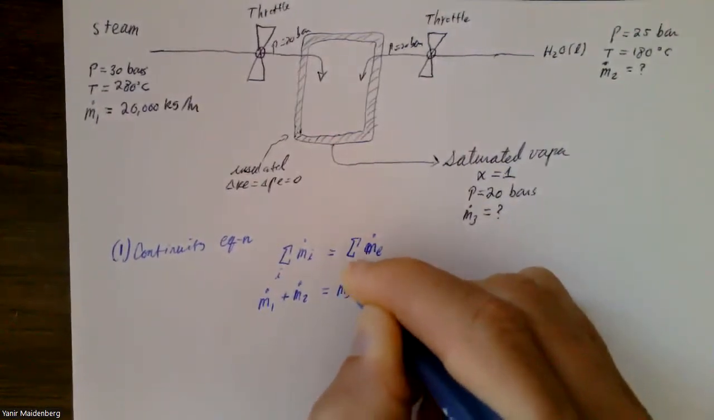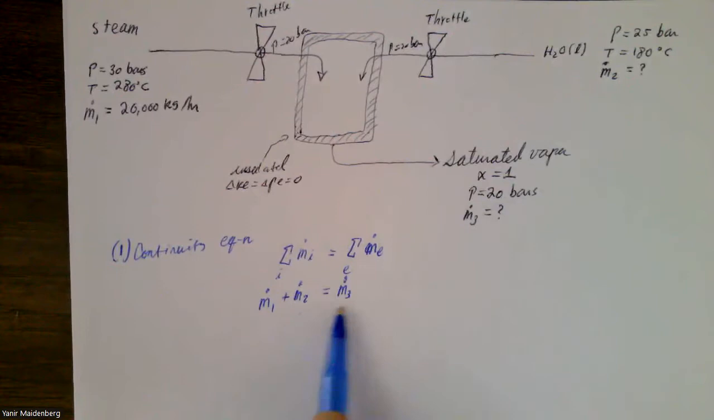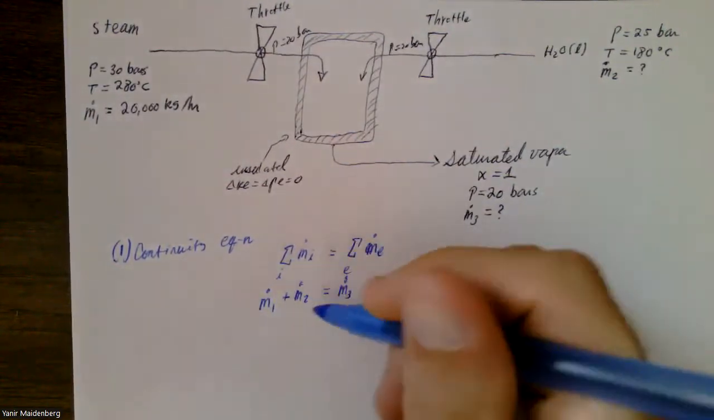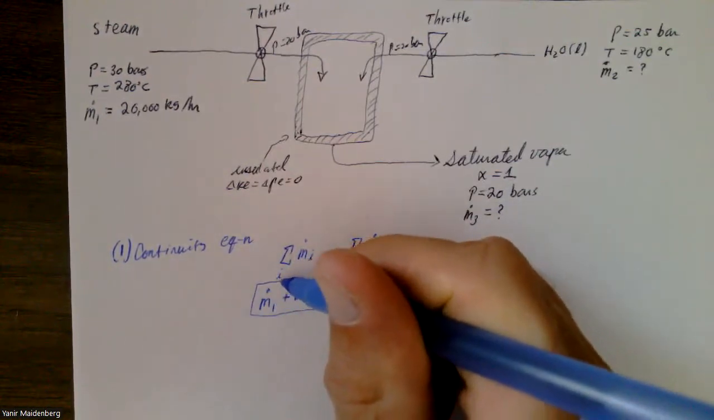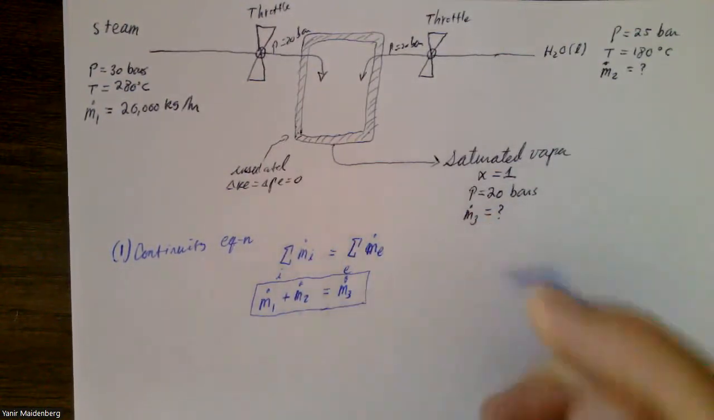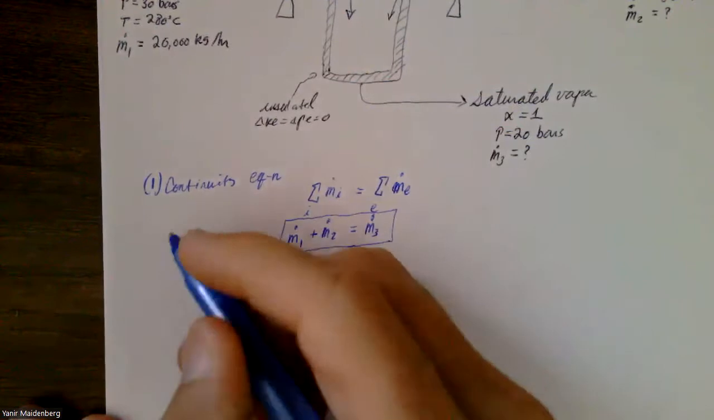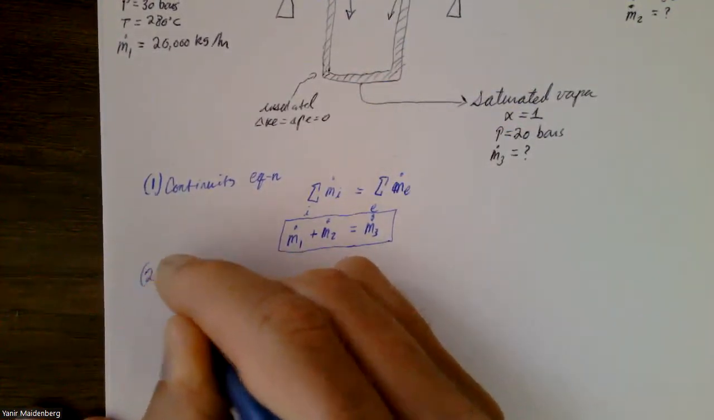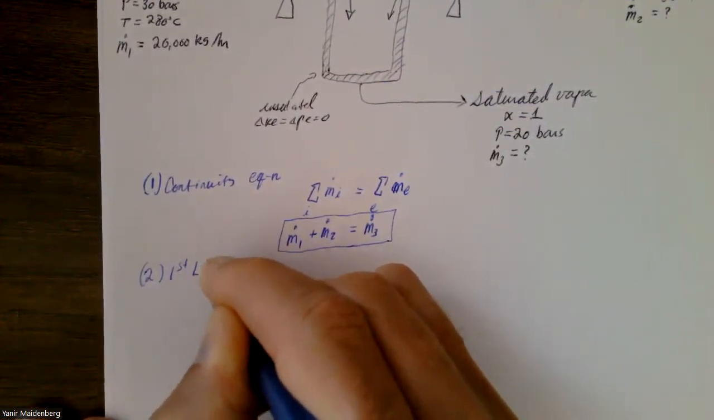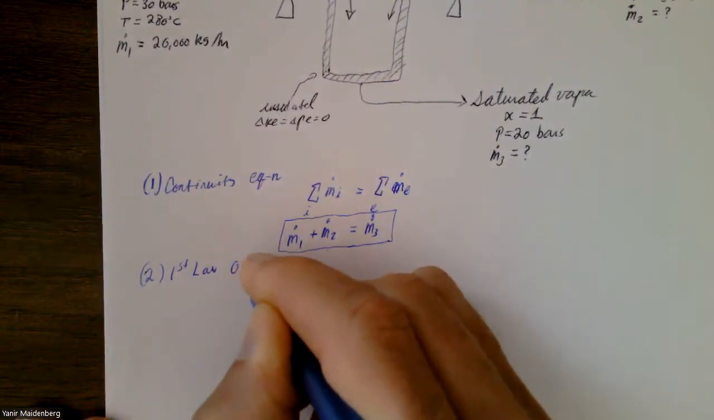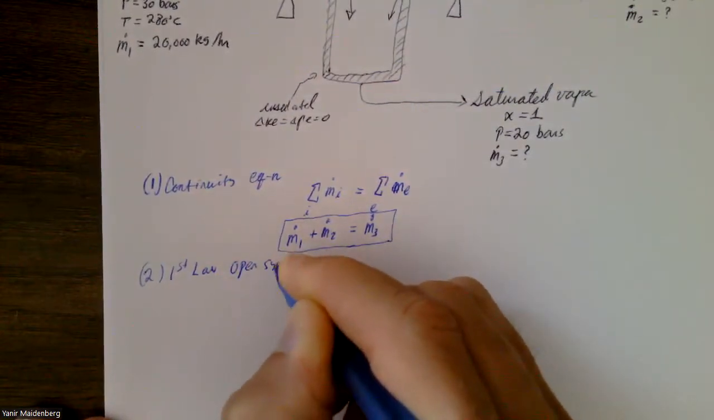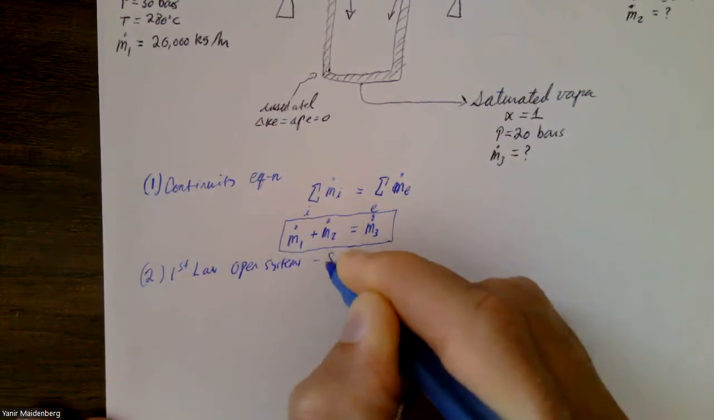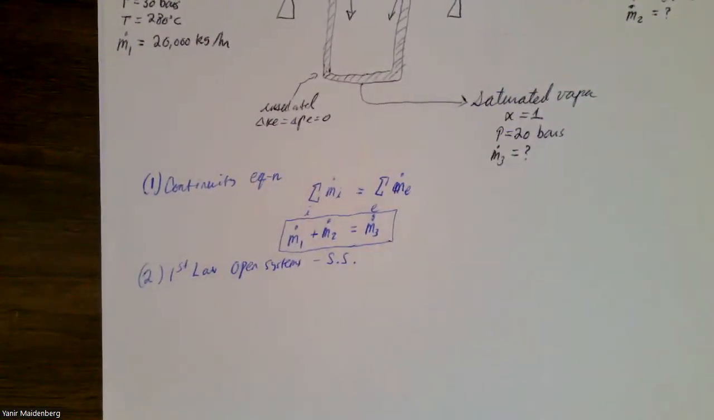So in this equation, we want both M2 and M3, and we only have M1. One equation, two unknowns. That's not good. So we will use this equation in a few minutes. The other equation to use is the first law, open systems, and again, under steady state. So when I have mixers and things like that, you can assume steady state.